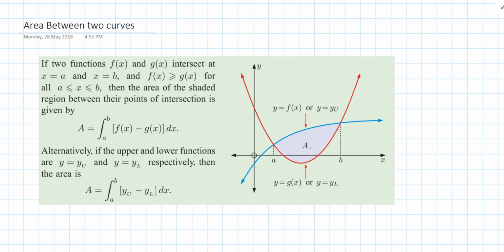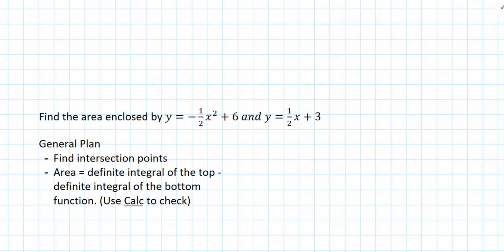So the formula for us is, if we want to find the area between two curves, it's the integral from a to b, a and b meaning the intersection points, or where they meet, of f of x take g of x dx. Or, in terms of upper and lower function, you could go y upper take y lower. Now, quite an easy concept to understand. Let's look at how it works in maths.